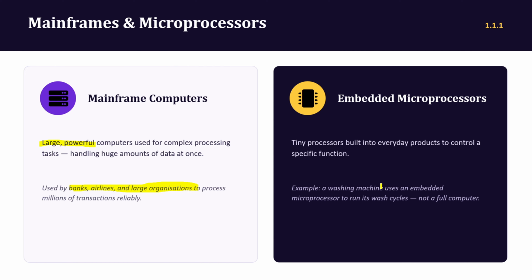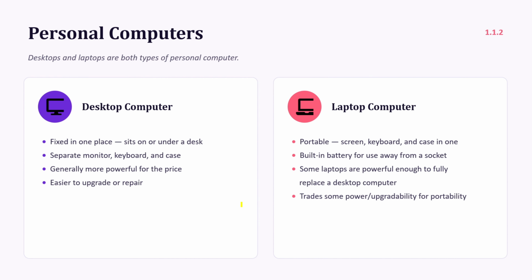A microprocessor, on the other hand, is tiny and it is embedded inside everyday products to control one specific function. A washing machine, for example, has a microprocessor running its wash cycles. It is not a full computer, it is just doing one job. So remember, mainframe computer equals complex processing at scale. Microprocessor equals a small chip embedded in a single purpose product.